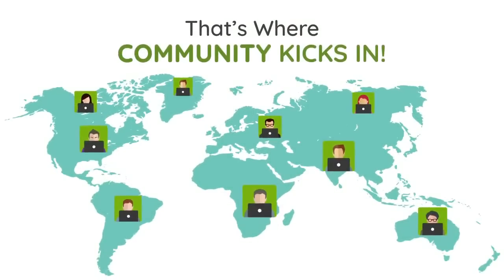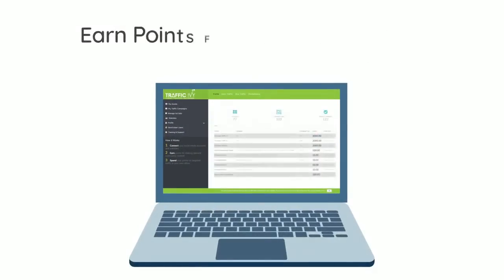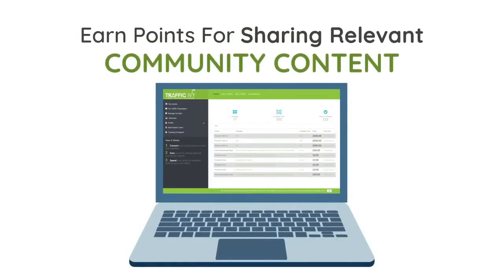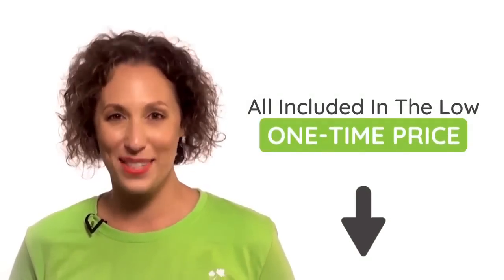So what happens if you want more traffic than you have points? You see, that's where community really kicks in. You simply connect your social media accounts and websites. You earn points for sharing relevant community content, and then you spend your points on targeted traffic to your offers. And when you join today, you'll also get access to our Marketing Kickstart training area with best practice guides, easy to follow online business training, and an invitation to join our weekly live training calls and vibrant Facebook community. And this is all included in the low one-time price that you'll see below.